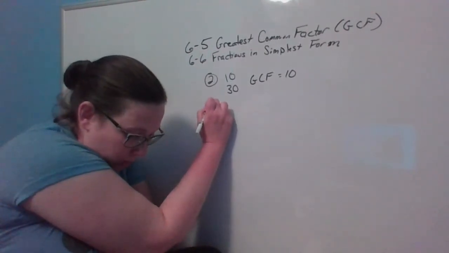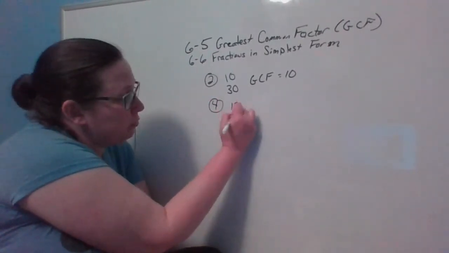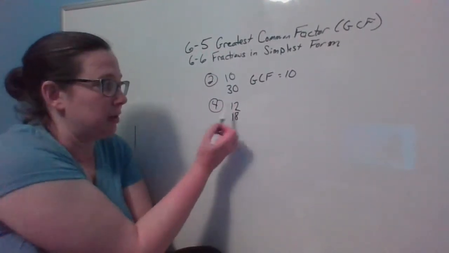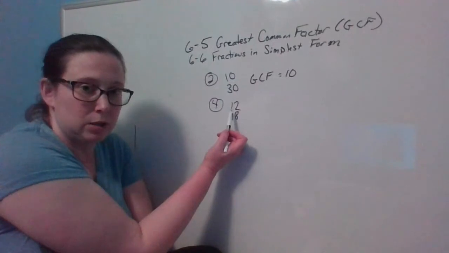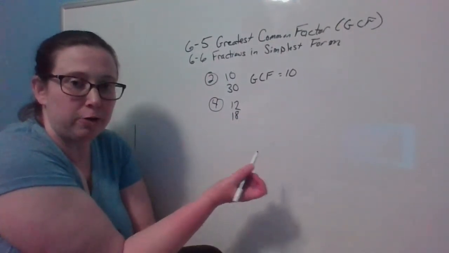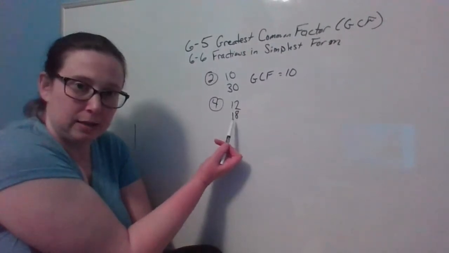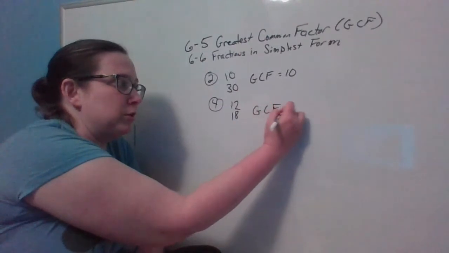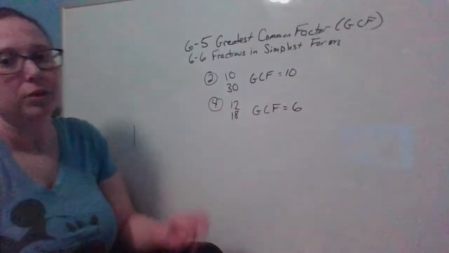Number 4, we have 12 and 18. 12 does not go into 18, so we need to come up with other things that go into 12. 6 is the next smallest factor that goes into 12. Does 6 go into 18? Yes, it does. No remainder. So our greatest common factor here is 6.